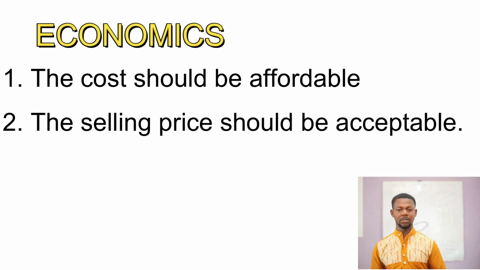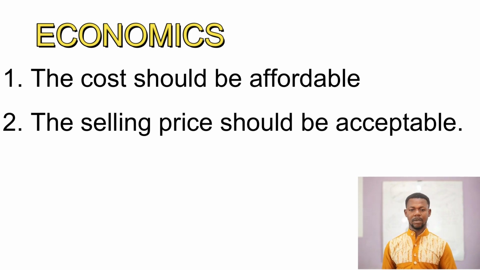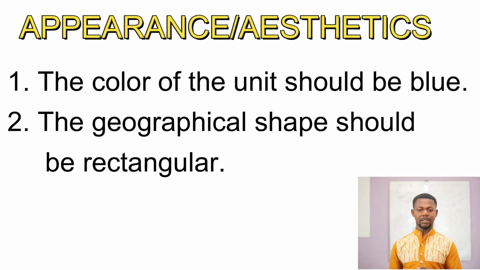We also move on to economics. That has to do with money. So when you refer back to the questions asked, these are the specifications that are given. The cost should be affordable, and the selling price should be acceptable. And then moving on to appearance or aesthetics, the color of the unit should be blue, and the geometrical shape should be rectangular.